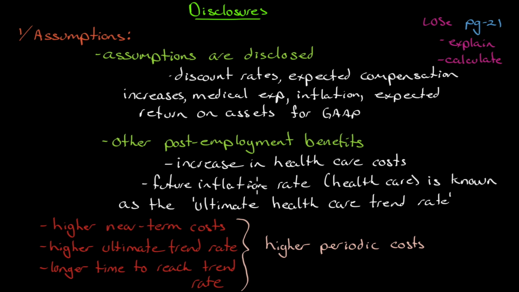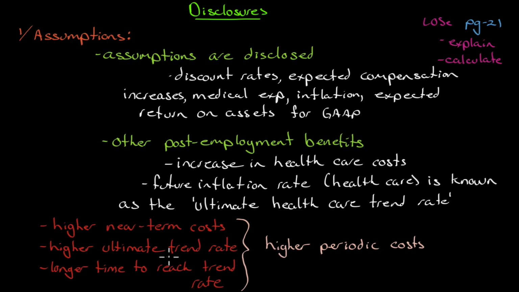And that future inflation rate is known as the ultimate healthcare trend rate. That's what it's referred to. So if you see that language, you know exactly what it means. It's some future long-term trend rate in healthcare inflation that would be different from the current rate of inflation. The current rate of inflation might be higher, and we're projecting it to be lower in the future. So if we have higher near-term costs, so that our healthcare inflation rates are higher in the near term, or a higher ultimate trend rate, if one company has a higher ultimate trend than another, and a longer time to reach that trend rate, that company will report higher periodic costs.